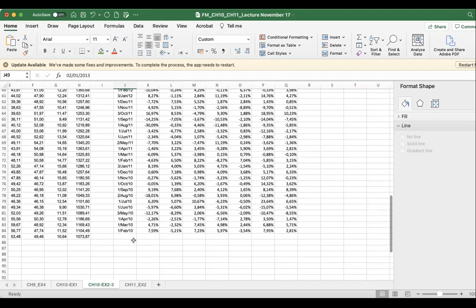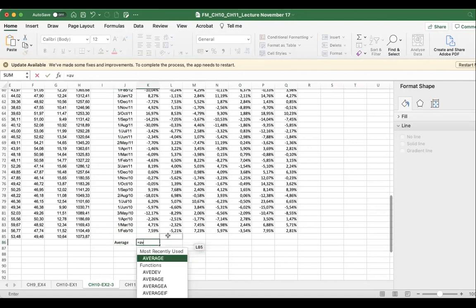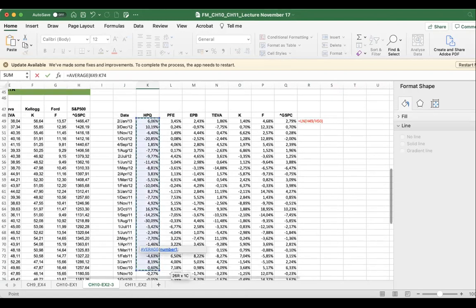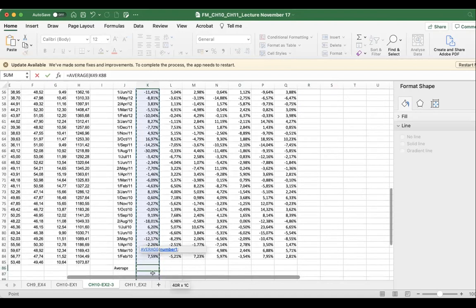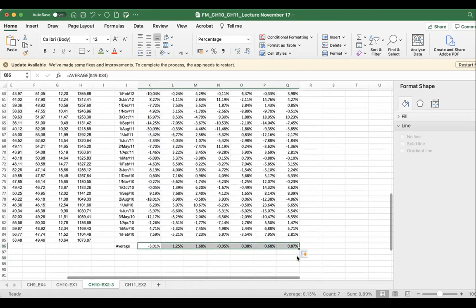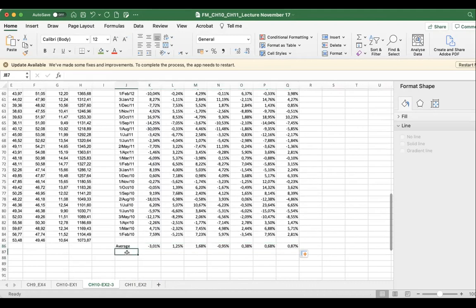Now the next one is to compute the average, or the mean. So this is the average, the first one for Hewlett Packard. Then we scroll to the right hand side and we get the average for the remaining securities. Then the variance.